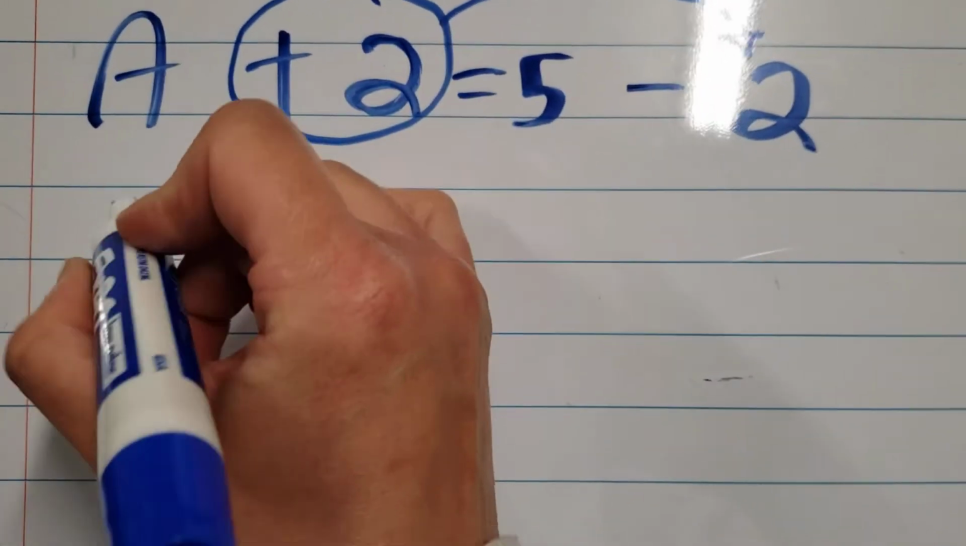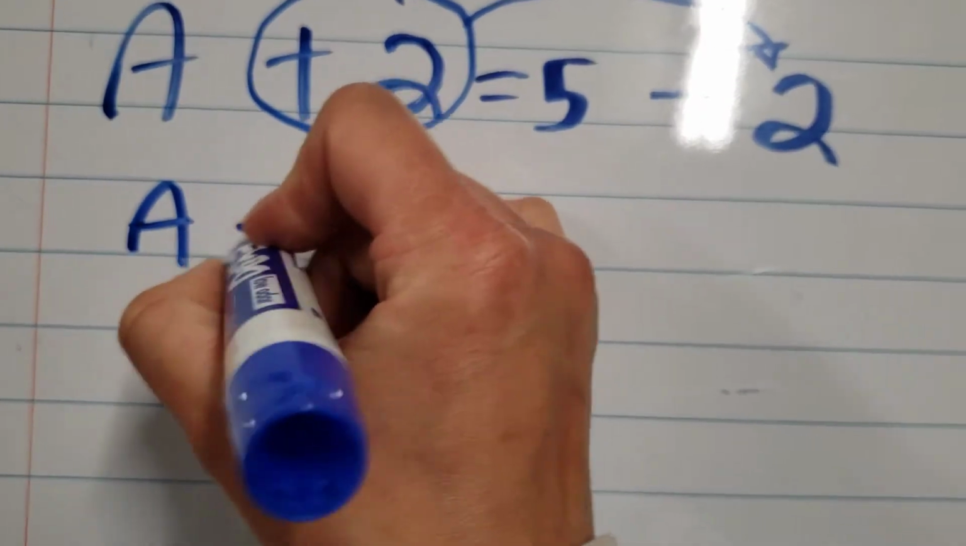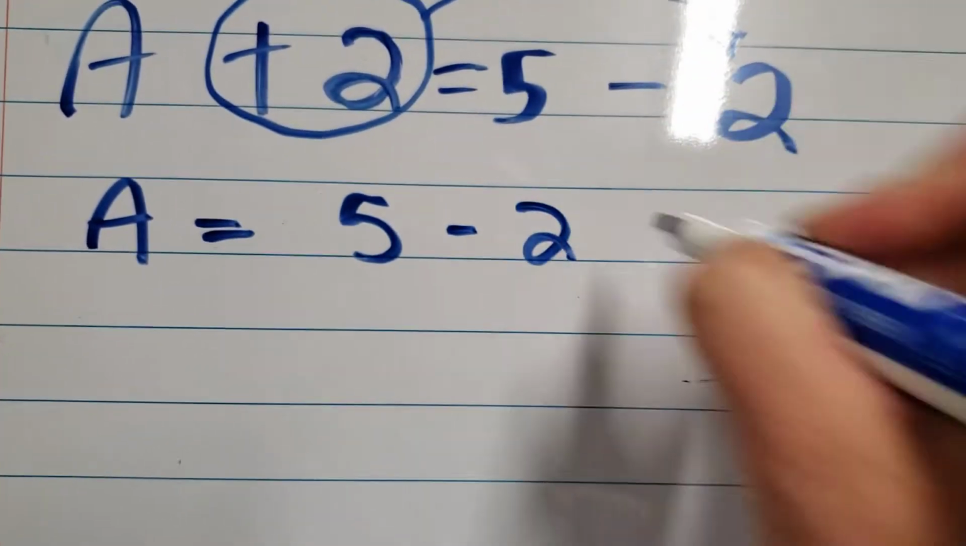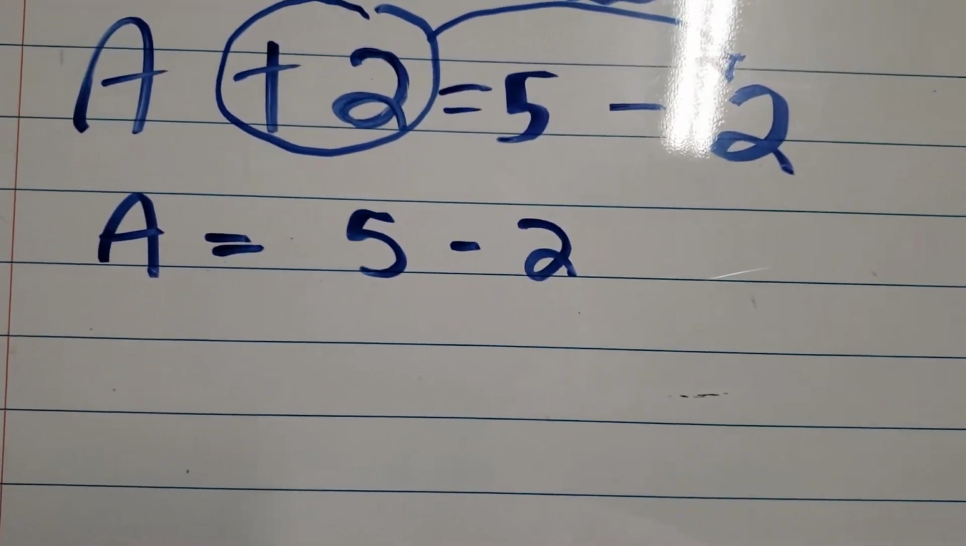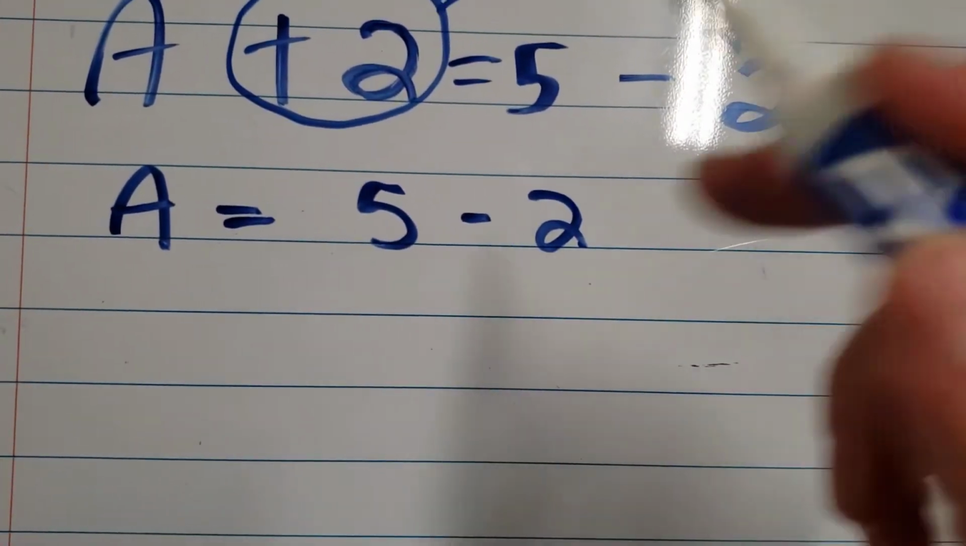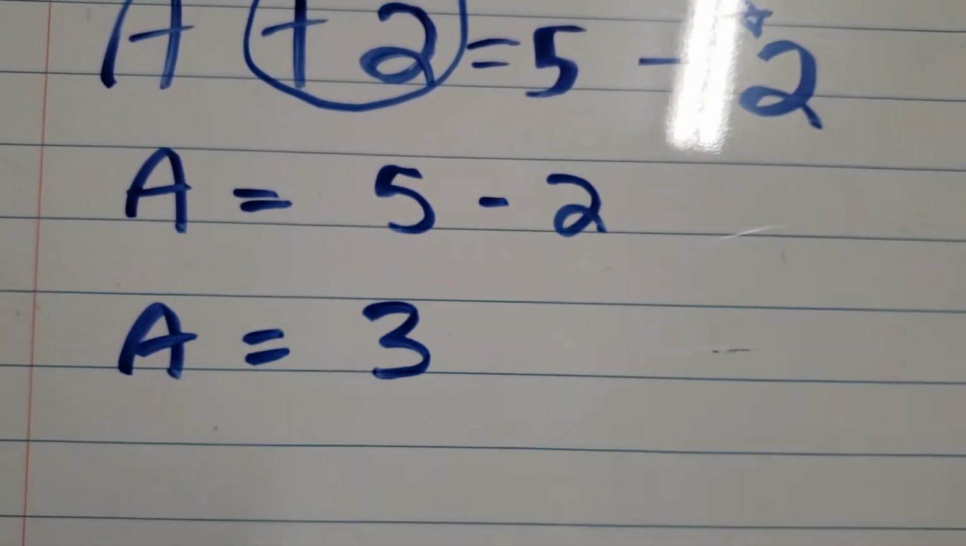So now I'm going to rewrite this. Because now this is kind of gone because it's over here now. I'm going to have a equals 5 minus 2. And 5 minus 2, if we just eliminate the a, is a very manageable answer. So we go 5, 4, 3. There's our answer. And I'm going to write in a equals 3.